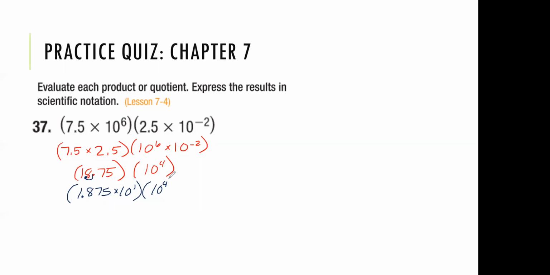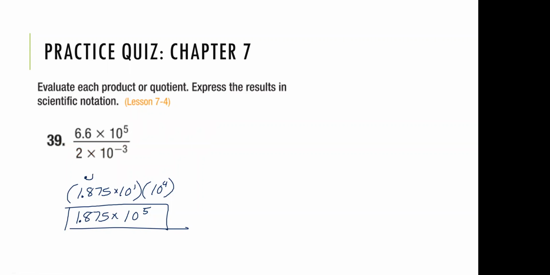Okay. So again, we've got 1.875, and then 10 to the first times 10 to the fourth. We add those exponents together. Okay, so this one had an additional step because this term, remember the first term in scientific notation, needs to be greater than 1 but less than 10. Okay, so that is our final answer.